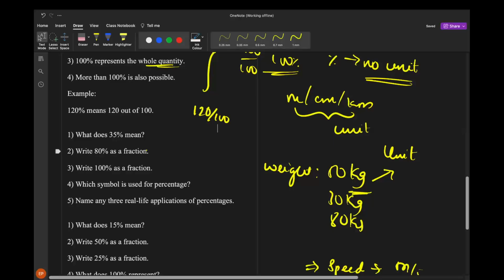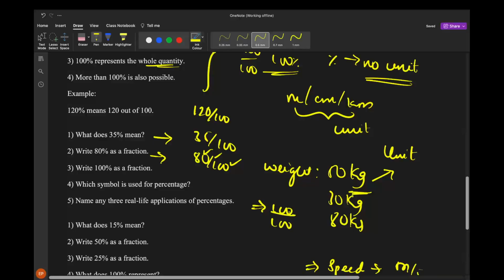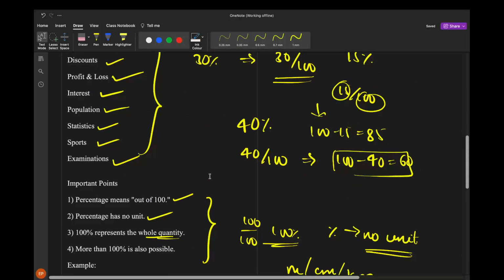And what does 35% mean? 35% means 35 out of 100. 80% in fraction is 80 by 100. Write 100% as a fraction. 100%: 100 ones are 100, which gives us 1 by 1 or 100 by 100. Right? Which symbol is used? As we discussed, this is the symbol. Name any three real applications of percentages: marks, as I mentioned, interest, population.